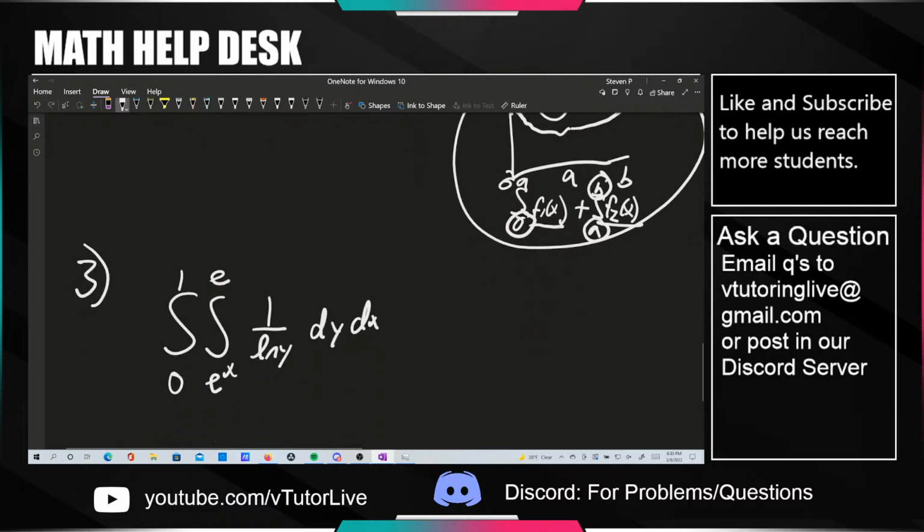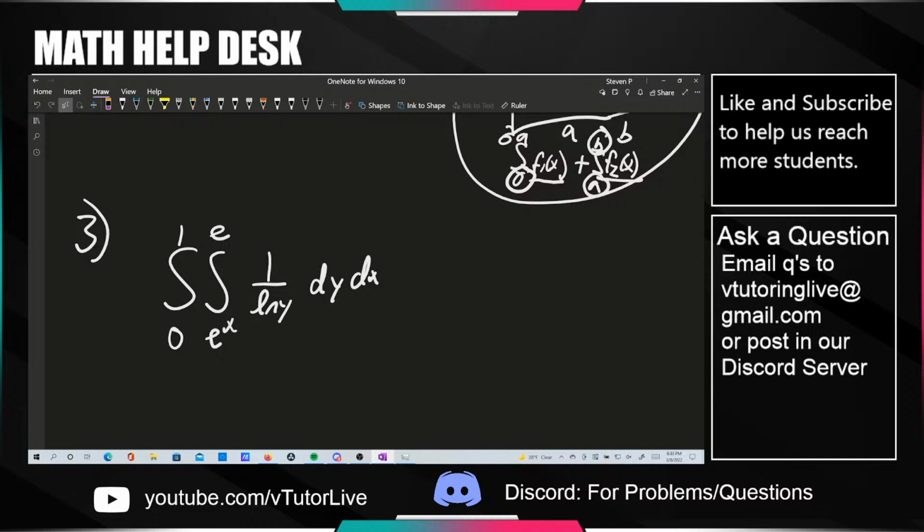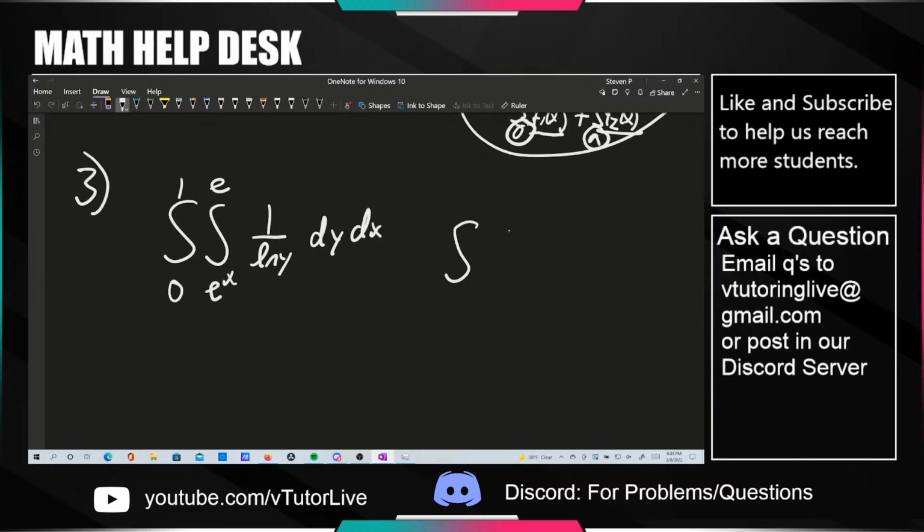So, 1 over ln of y dy dx. The first thing I thought to do was whether or not I could just integrate this directly. And it turns out that this is super nasty. This is one of those very special functions that pop up in number theory that have a bunch of theoretical properties. I don't know if it's not integrable by elementary methods or if it's just really, really complicated. But it's just a terrible direction to go down to try to integrate this directly.